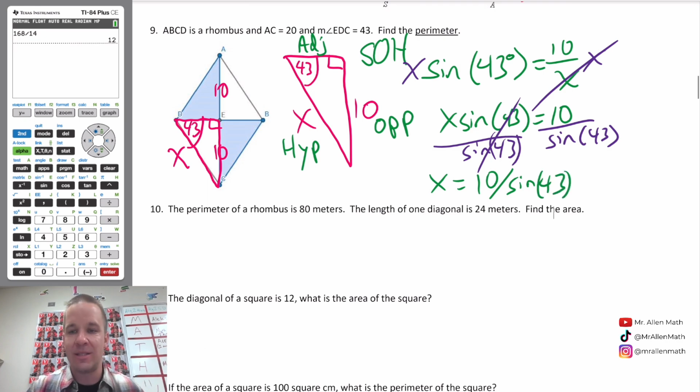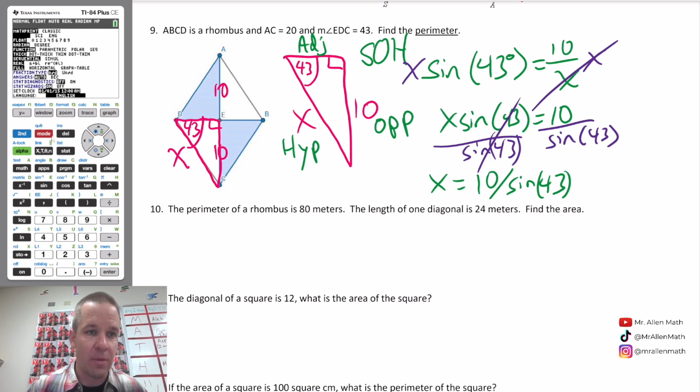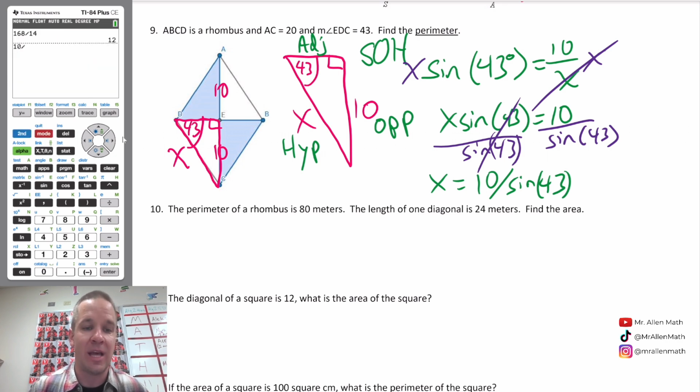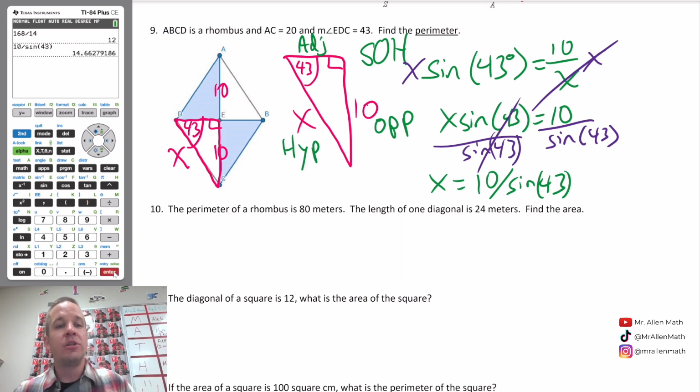Let's bust out that TI and do some work. All right, so I've got 10 divided by, I'll type it all in at once. Let me make sure this calculator is in the right mode. It is in radian. That would have been bad. All right, double check your calculator, right? See how I'm in degree mode once I hit enter? Now we're good. I'm going to hit second quit to get out of this, but I hit mode to get into that menu. So now I have 10 divided by sine of 43 degrees. If your calculator ever shuts off, always check to make sure it's in degrees.